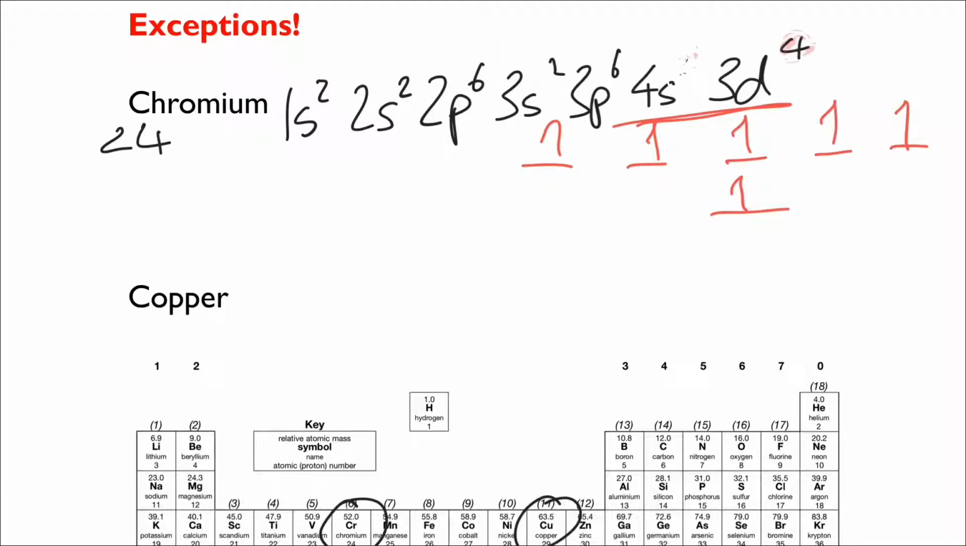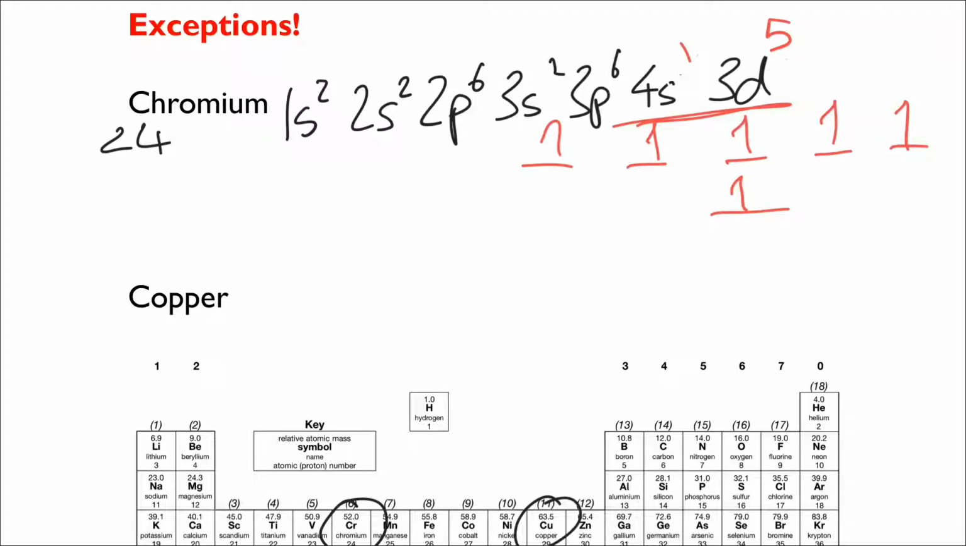So let's rub that out. And let's rub that out. It's not going to be 4s2, 3d4. It's going to be 4s1, 3d5. So 4s1, 3d5. That's not a very good 5, is it? Let's just write that out a bit more neatly. So the electron configuration for chromium is 4s1, 3d5.